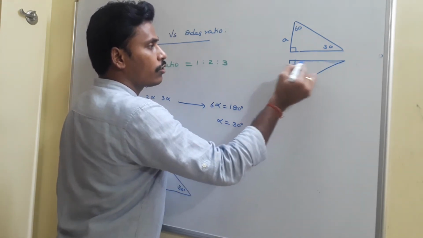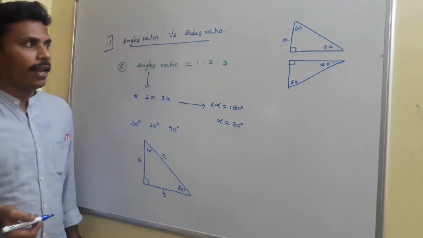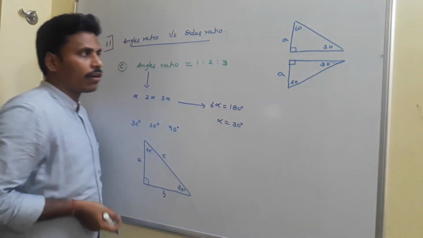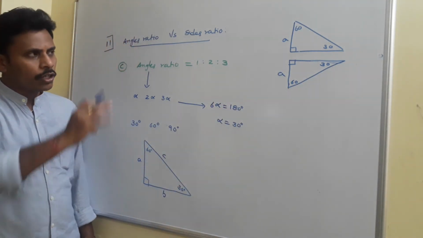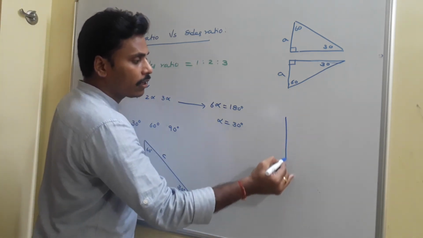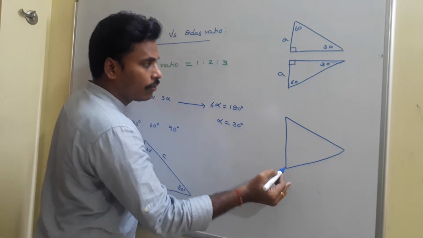Okay. So this is 90, this is 30 and this is 60. Same triangle I am taking. For this triangle, again this is A because both the triangles are the same, right? And now you just join these two. If you join these two, the diagram will become like this.